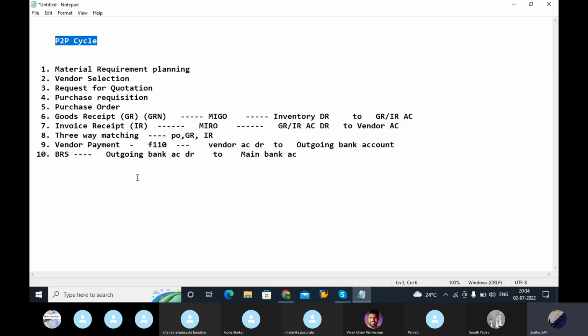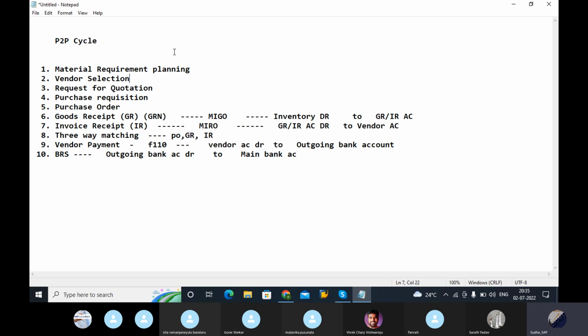Here the first step is material requirement planning. In this, we have to discuss how much material we will need and when we will need it. Material requirement planning controls the pricing, material valuation, etc. It is carried out by a controller in the production department. After that only will vendor selection occur.